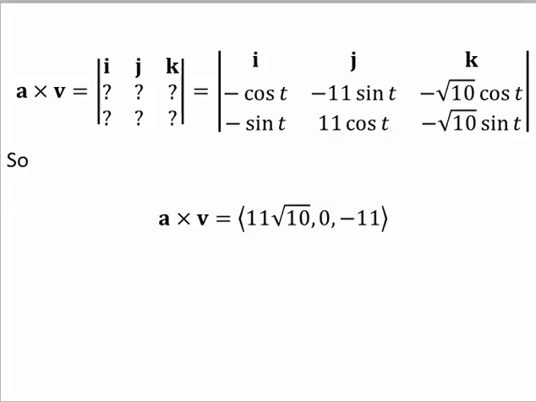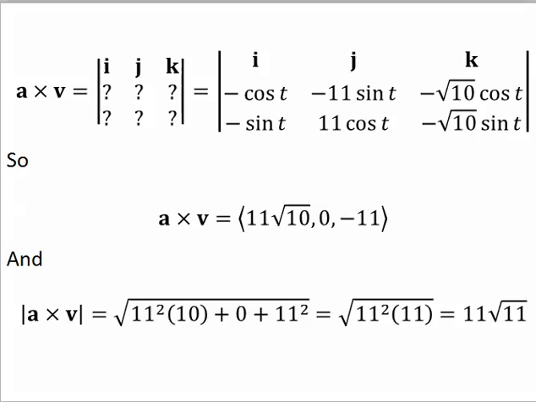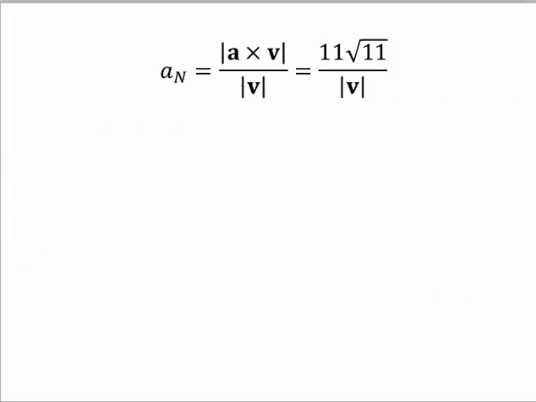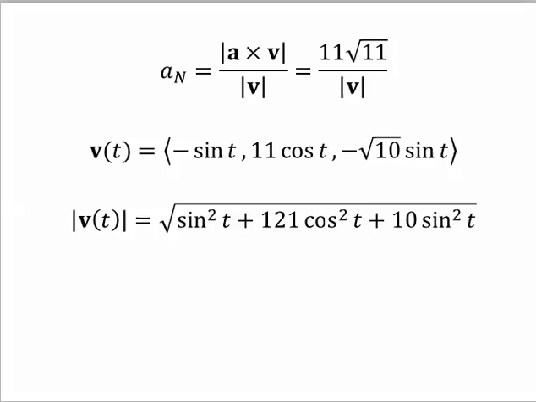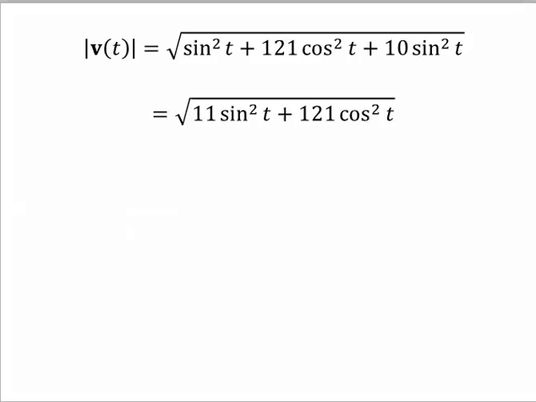I need to find the magnitude of this vector, and when I find the magnitude of the vector, I get 11 times radical 11. I now need to find the magnitude of the velocity. Starting with velocity, I look for its magnitude. Now this is going to require some cleanup, so I'm going to start over in a new slide.